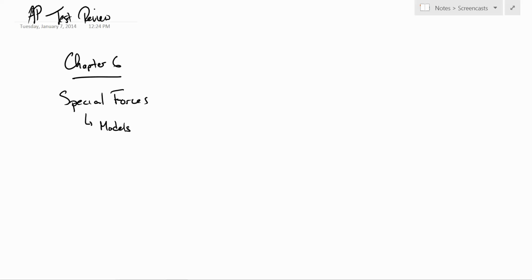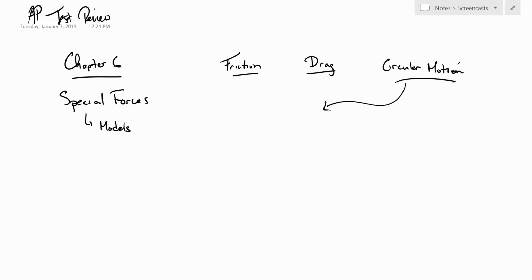What we're trying to look at are three ways to predict the magnitude of forces in certain situations. The situations that we're looking at are friction, drag forces, and circular motion. So let's deal with circular motion first, since that's the easiest case.